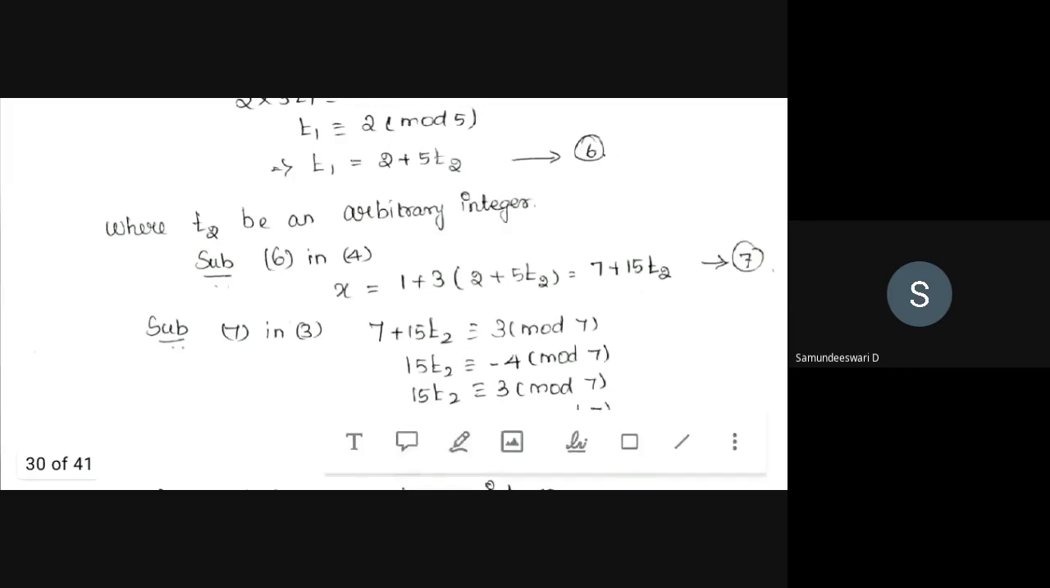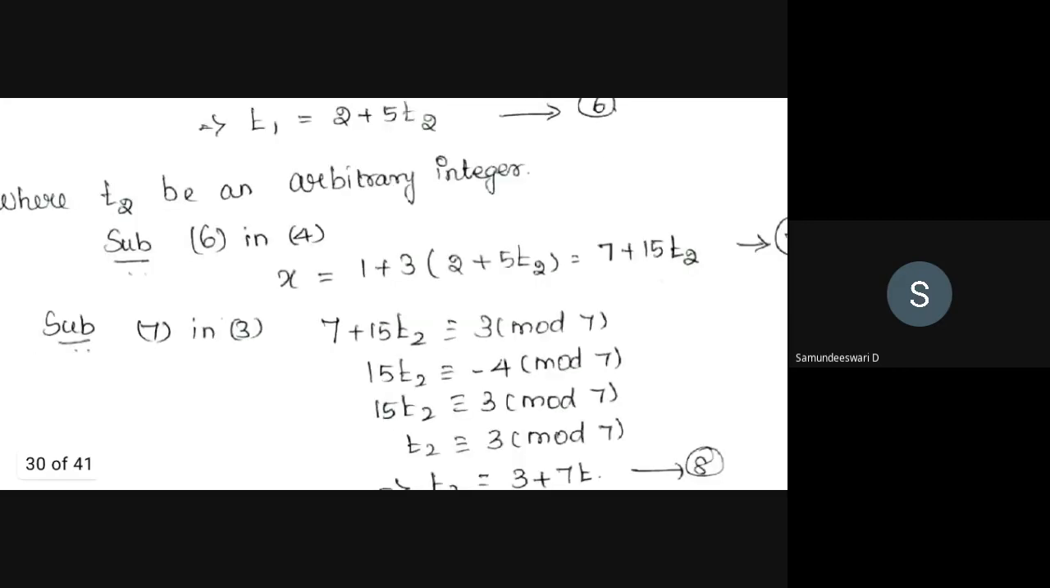So when you get negative integers, you can add the given mod value, here 7. So minus 4 plus 7 is 3. You can get the shortcut way: minus 4 is congruent to plus 3 under mod 7. Therefore, on the right hand side, in the next step, instead of minus 4, the congruent value is 3. So t2 is congruent to 3 mod 7.